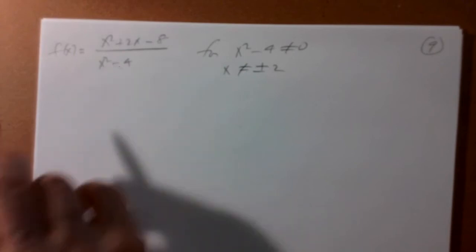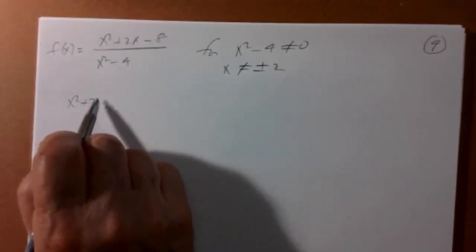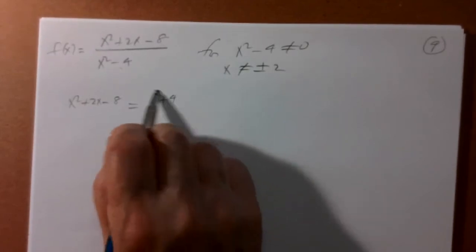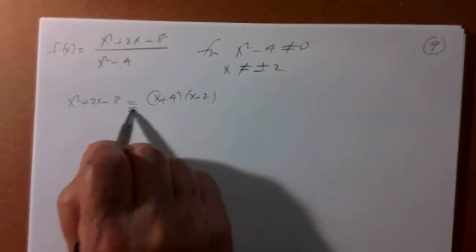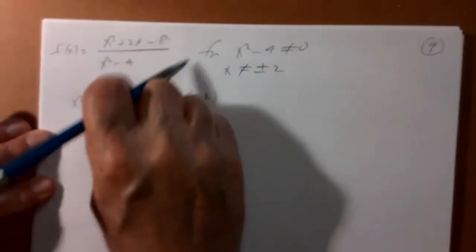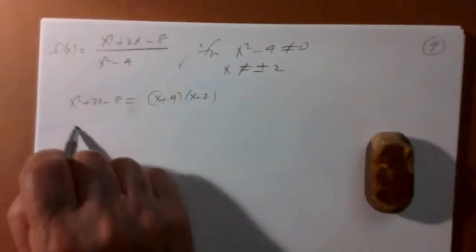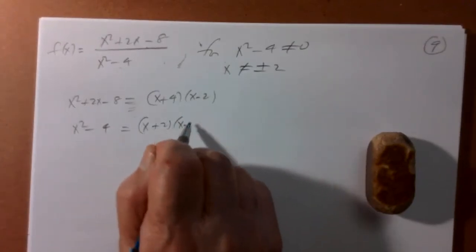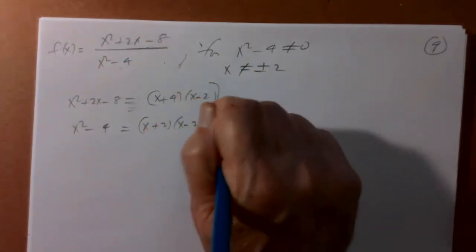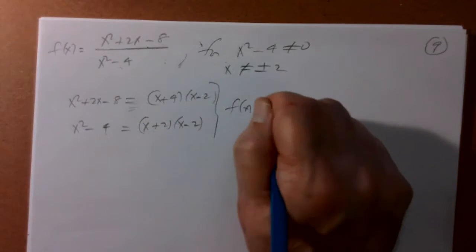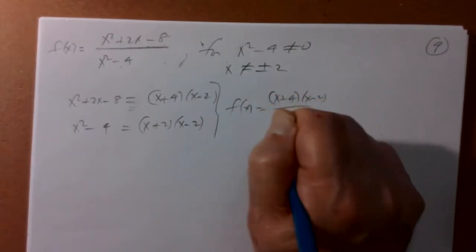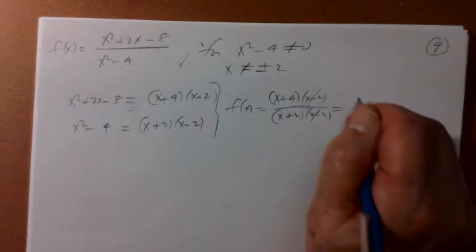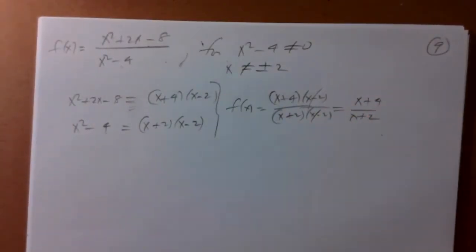We can write this function in a simpler form. x squared plus 2x minus 8 factors into x plus 4 times x minus 2. And x squared minus 4 factors into x plus 2 times x minus 2. So f of x, which is this over this, is x plus 4 times x minus 2 over x plus 2 times x minus 2. And for x not equal to 2, these cancel. This is x plus 4 over x plus 2.